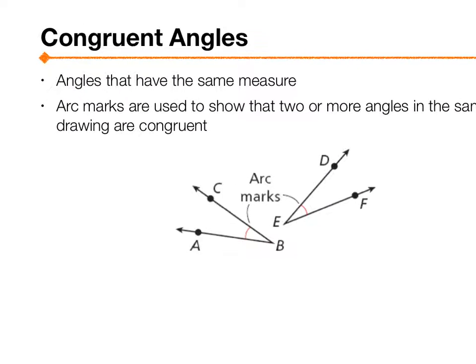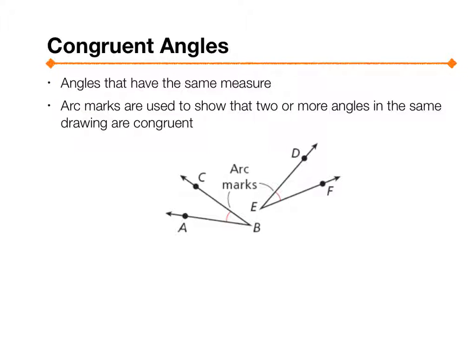Congruent angles. Angles that have the same measure. Arc marks are used to show that two or more angles in the same drawing are congruent. So when we were dealing with lines, we use tick marks. In angles, we use arc marks. So this would be angle ABC is congruent to angle DEF. And we know that they're congruent because they have these arc marks in the middle.